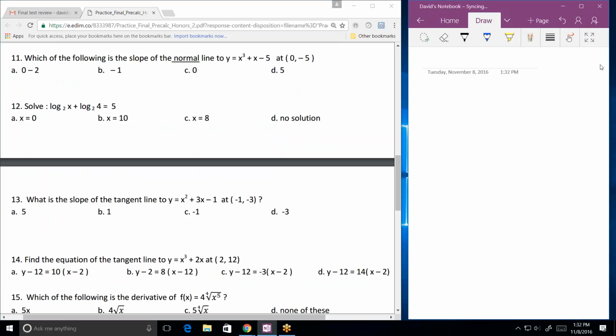Now we get into calculus. Which of the following is the slope of the normal line at that point? Well, how are we going to get the slope?